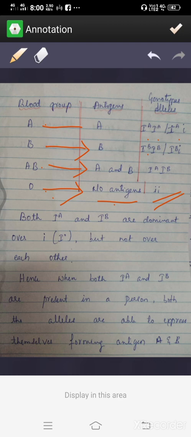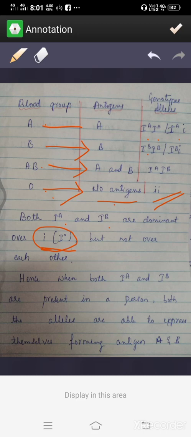So both IA and IB are dominant over small i or IO. This is the recessive condition. You can write it as i or IO. So IA and IB both are dominant genes. So when these are present together, they express themselves together. But these are dominant over the recessive condition i, but not over each other.